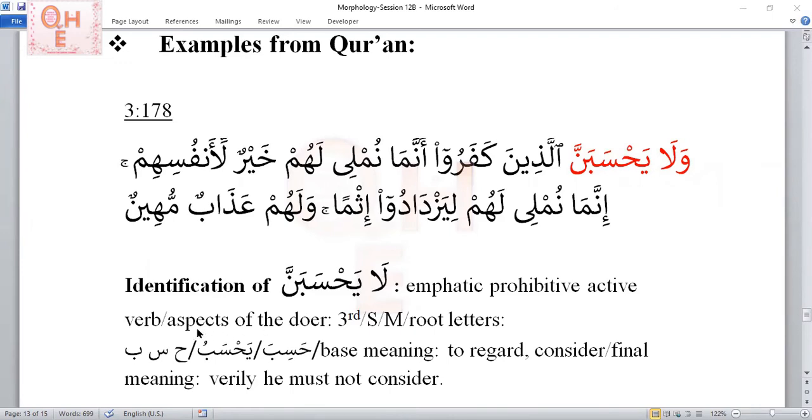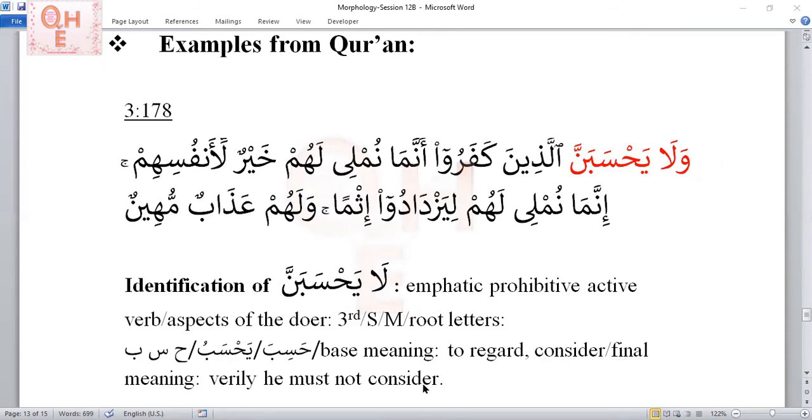Okay, so the aspects of the doer is third person singular male. What will be the root letters? Root letters are ha, sin, ba, and they take these patterns. Ha, sin, ba can take more than one pattern. When you look into the dictionary, you can find. In this particular case, it's taking this pattern, hasiba yahsabu. Base meaning to regard or to consider.